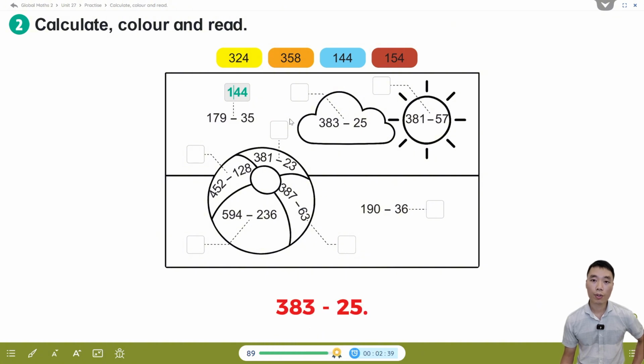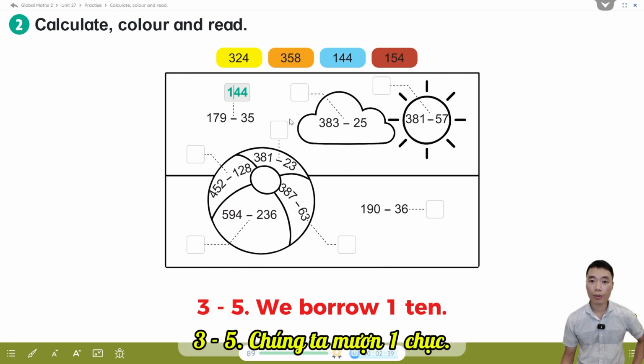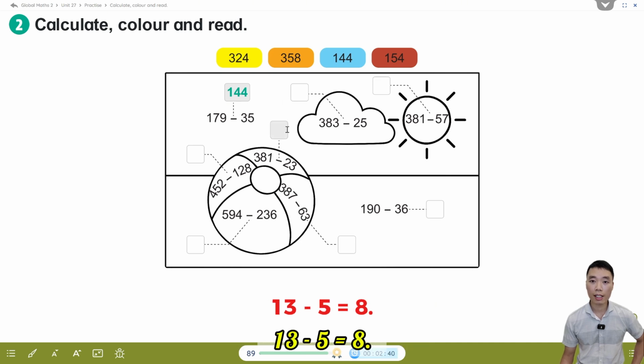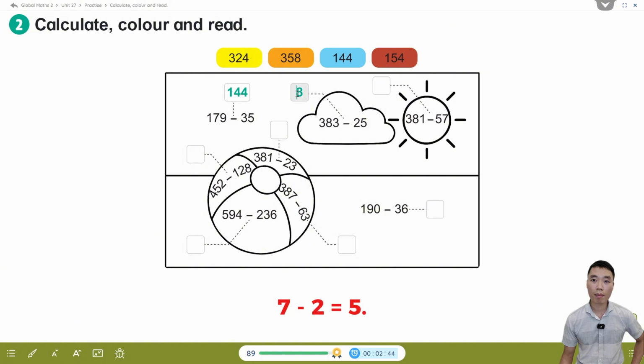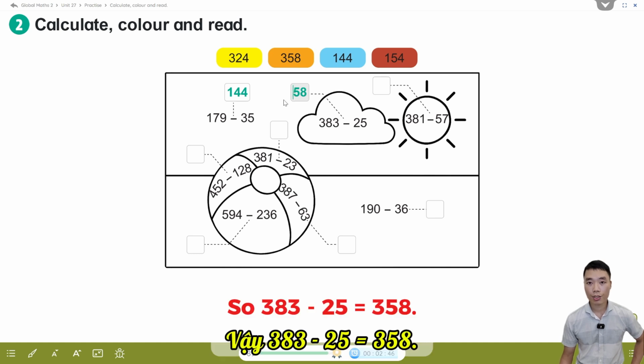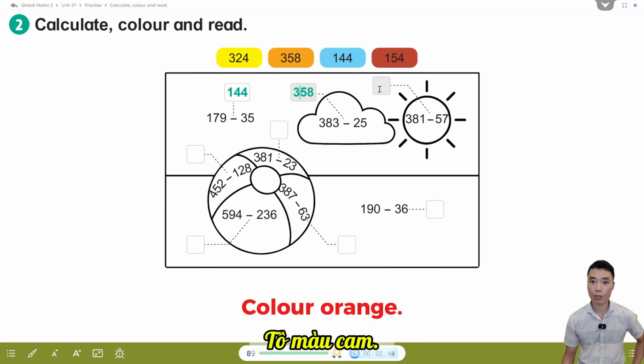Next, 383 minus 25. 3 minus 5. We borrow 1 ten. 13 minus 5 equals 8. 8 tens become 7 tens. 7 minus 2 equals 5. 3 minus 0 equals 3. So 383 minus 25 equals 358. Color orange.